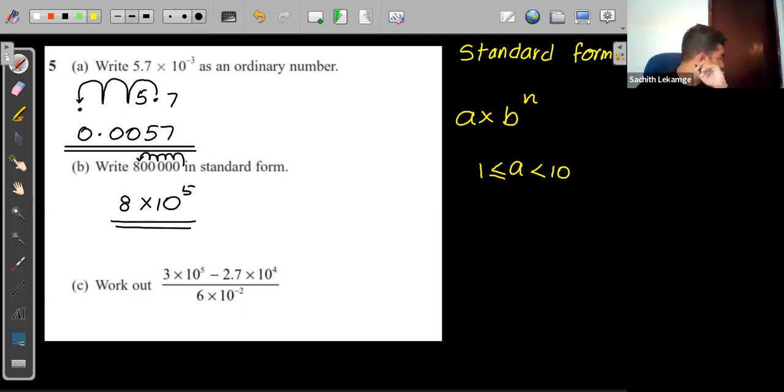This A is in between 1 and 10, cannot be equal to 10, can be equal to 1 but not less than 1. That is what you call standard. Okay? Always 1.0, that's possible. Any decimal places can be there, 1.1, 2, 3, 4, 5, whatever, into 10 to the power, whatever. Power can be anything, negative or positive, doesn't matter.